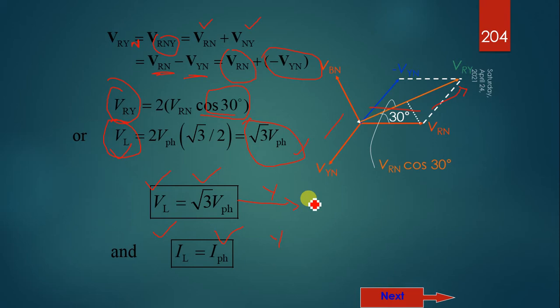How much is the value? Can somebody tell? What is root 3? 1.732. So root 3 is 1.732. So line voltage is 1.732 times the phase voltage. Similarly, line current is equivalent to phase current. In star, you just remember these two things: VL is equal to root 3 Vph. Similarly, IL is equal to I phase.